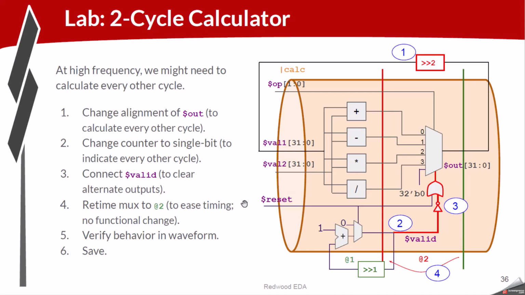The third step you're going to do is connect the valid together with reset to decide whether to drive the output with a 0 value. And this is just going to drive 0 in the cycles that are invalid. Right? So if we have a reset or we're not valid, then drive the output with 0.